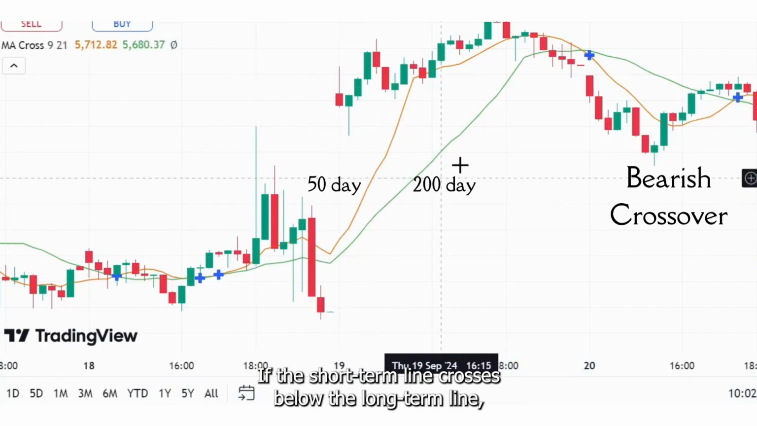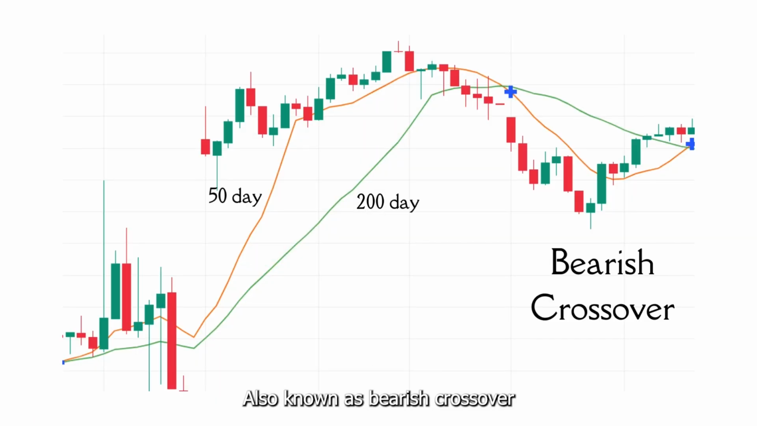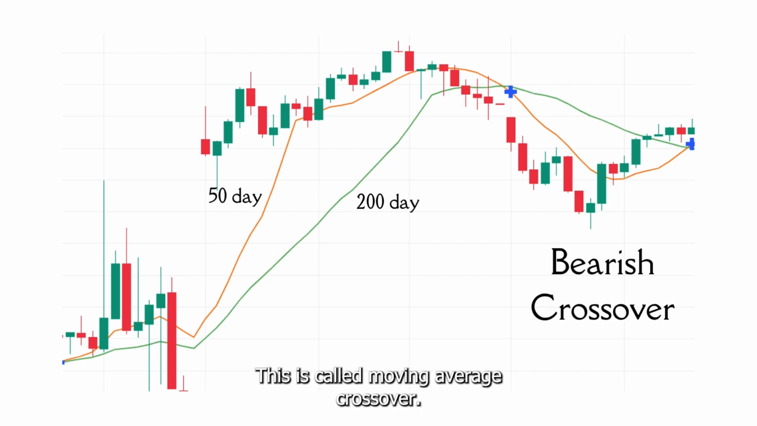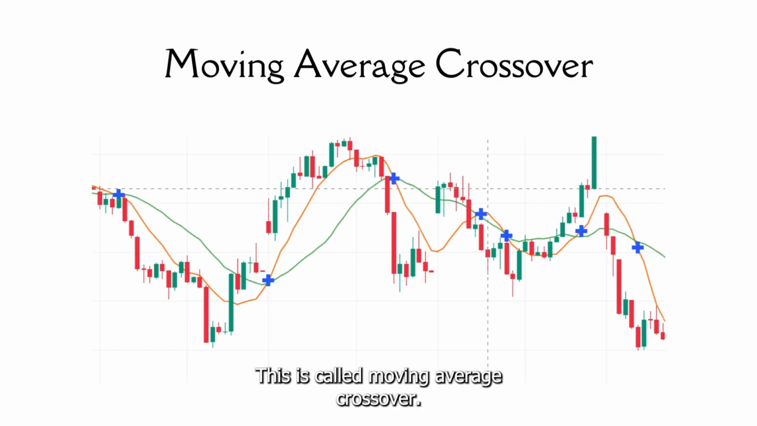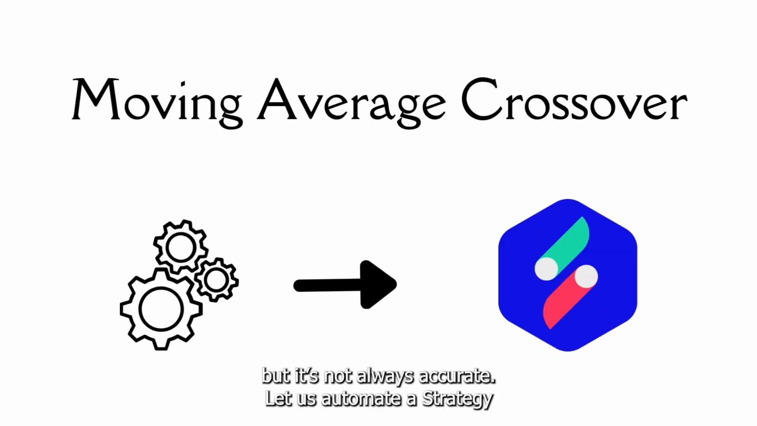If the short-term line crosses below the long-term line, it might mean the price is going down, also known as a bearish crossover. This is called a moving average crossover. It's a way to try to predict future price movements, but it's not always accurate.